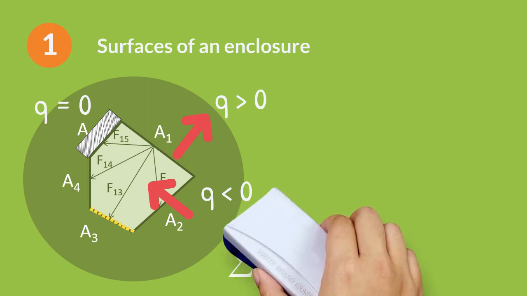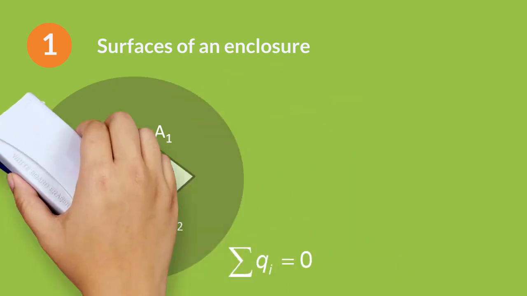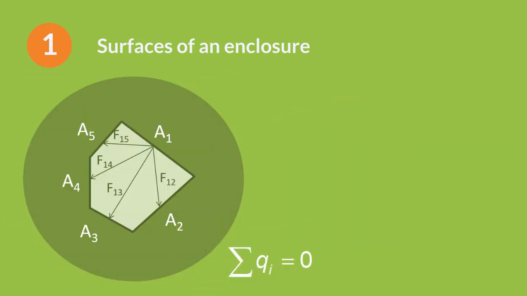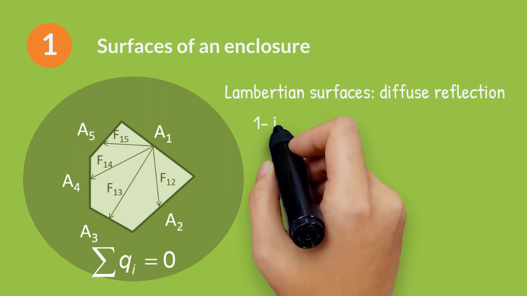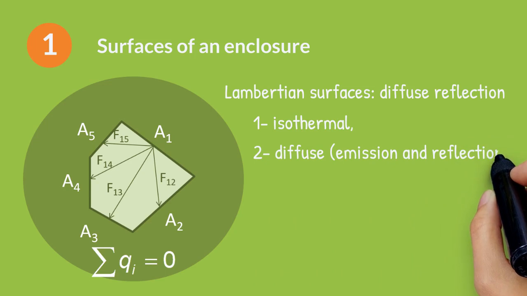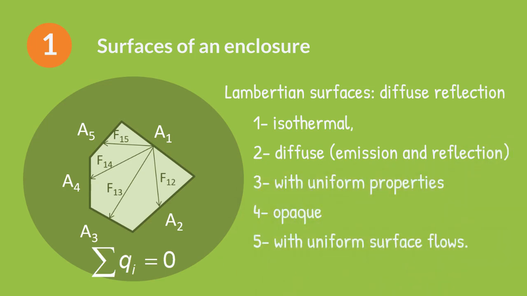Let us first define what type of surfaces we are going to consider to build the radiant energy balances in an enclosure. Lambertian surfaces are ideal surfaces of diffuse reflection. For our heat balances, we will also consider surfaces which are isothermal, diffuse, with uniform properties, opaque and with uniform surface flows.